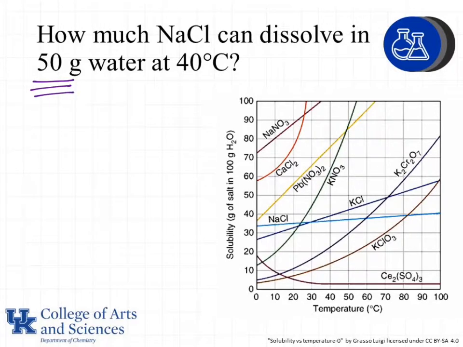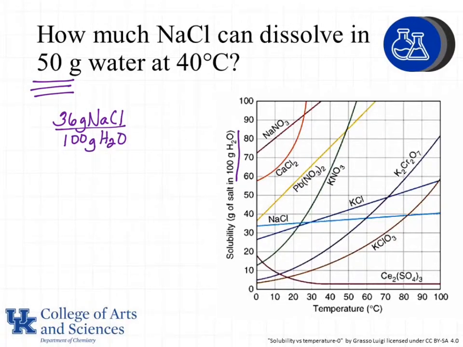The key here is that we have 50 grams of water, although the curve is given based on 100 grams of water. We are still looking at NaCl at 40 degrees Celsius, which we looked at in a previous question, where we found that 36 grams of NaCl would dissolve in 100 grams of water.